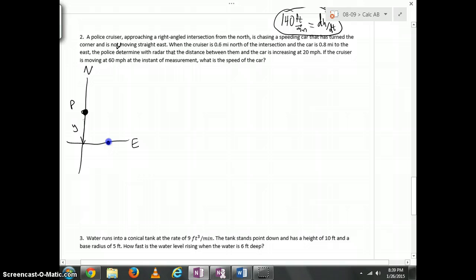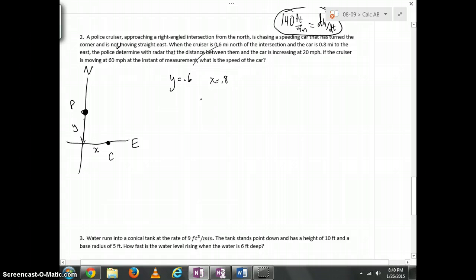We have the speeding car. We can call that point C for the car. We could call this X right here. The car is, of course, traveling due east. And just reading this through, it says when the cruiser is 0.6 miles north of the intersection. So again, this is where y would momentarily equal 0.6. It's only going to be 0.6 for the briefest of moments. The speeding car is 0.8 miles to the east of the intersection.